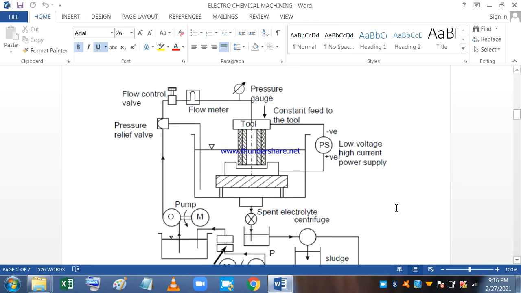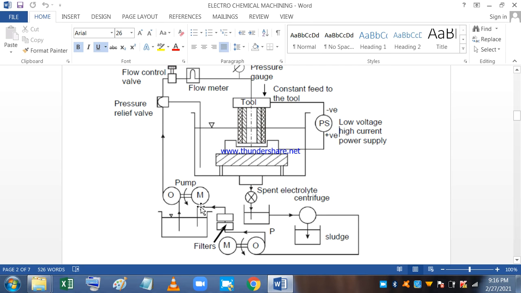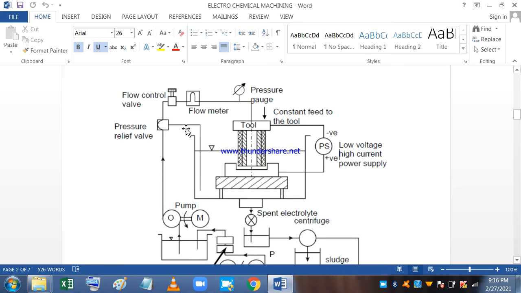This is the schematic diagram of an electrochemical machining process. The tool is hollow at the center, and the electrolyte is pumped through a motor-driven pump, through a pressure relief valve, a flow control valve and a flow meter, and goes through the hollow center of the tool to the space between the workpiece and the tool. The tool is connected to the negative terminal and the workpiece is connected to the positive terminal of the low voltage, high current power source.